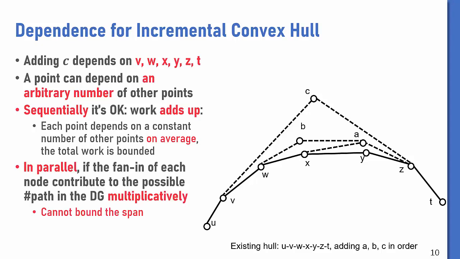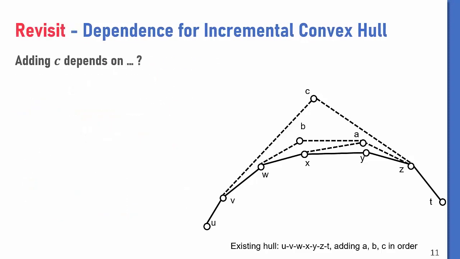However, in parallel, the fan-in of each node contributes to the possible number of paths in the dependence graph multiplicatively. So we need the maximum number of dependencies per node to be a constant. Otherwise, we cannot show the depth bound with high probability. But does that mean that we cannot design an efficient parallel incremental convex hull algorithm? Let's revisit the process and see which points or which edges C really depends on.